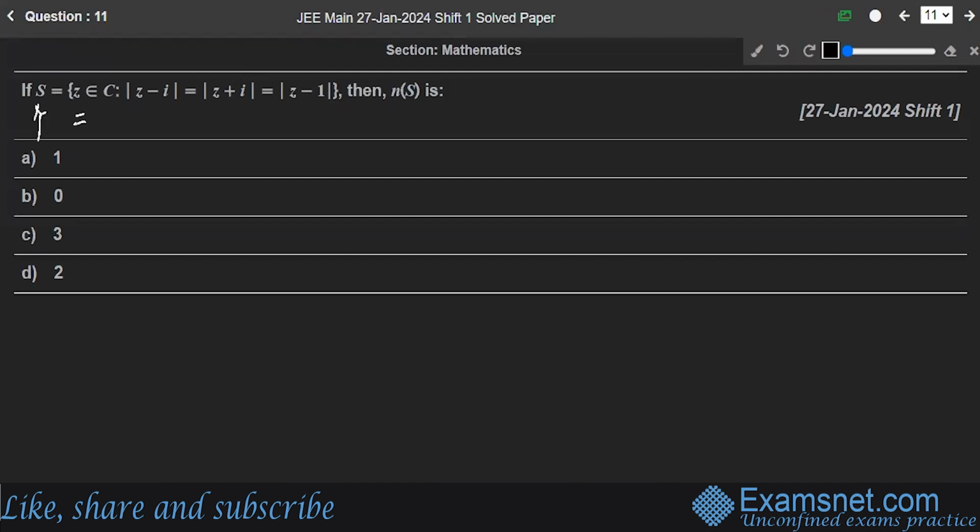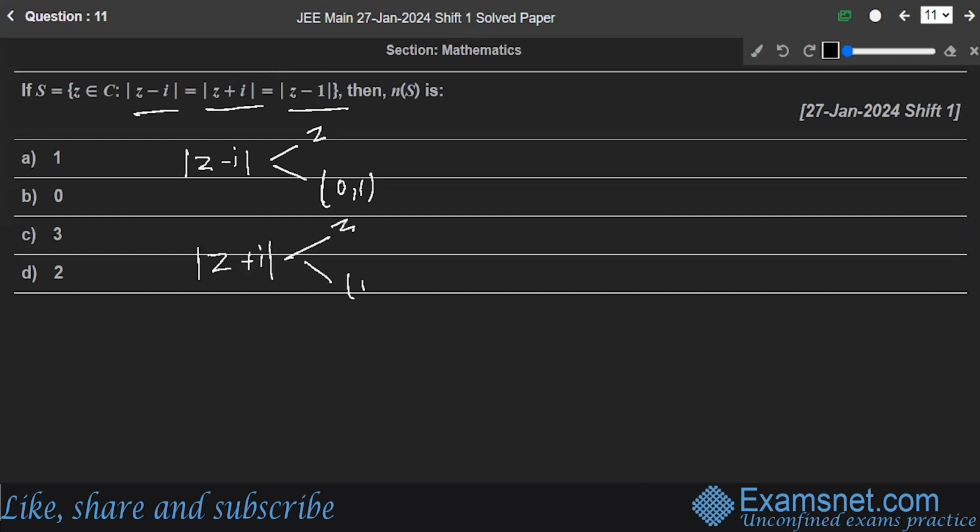Question number 11. If S is the set of complex numbers Z such that this is equal to this, then how many elements are there in S? This is what you need to find out in the question. Instead of going for this x plus iota thing, you can see these as the three distances between two complex numbers. The first one, z minus iota, is the distance between z and the coordinate 0, 1. z plus iota is the distance between z and 0, minus 1. And z minus 1 is the distance between z and the point 1, 0.